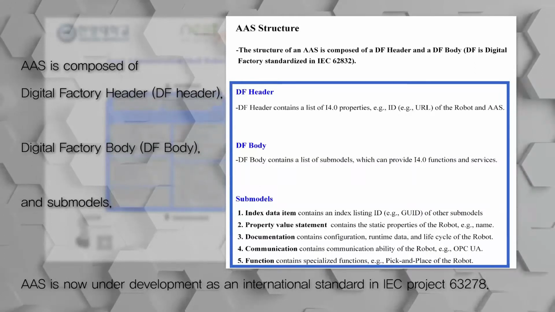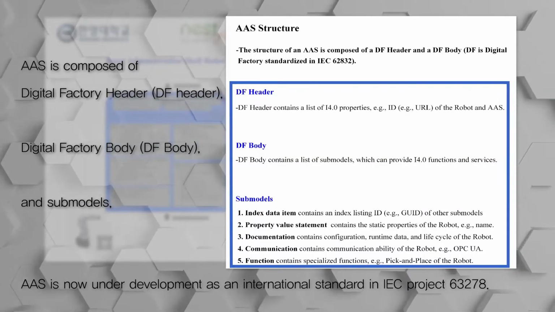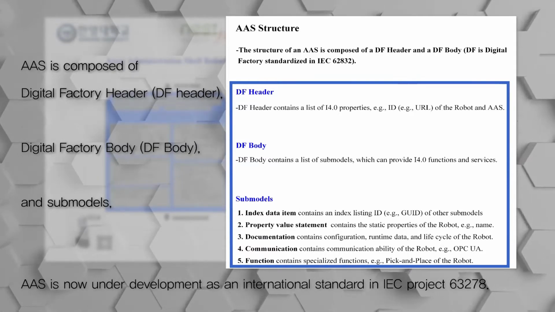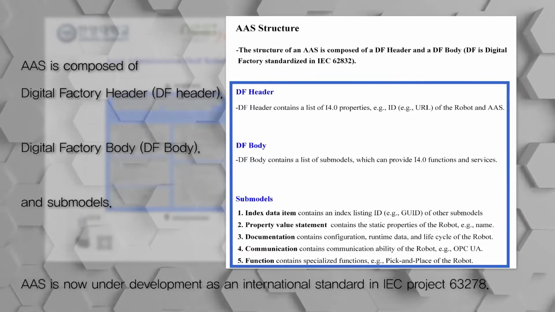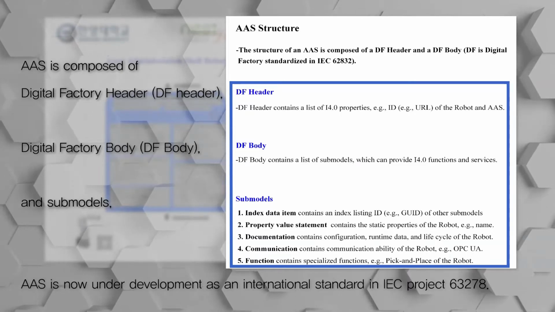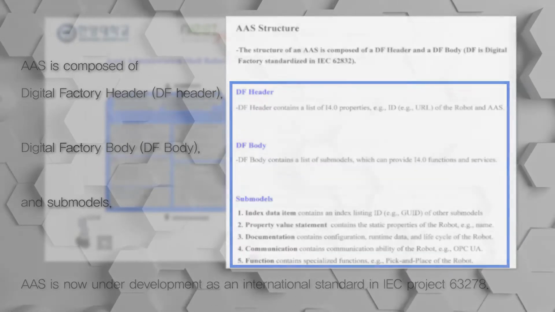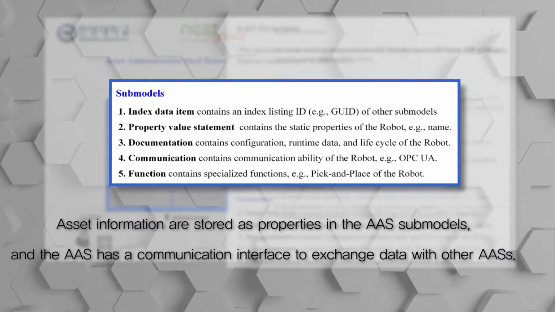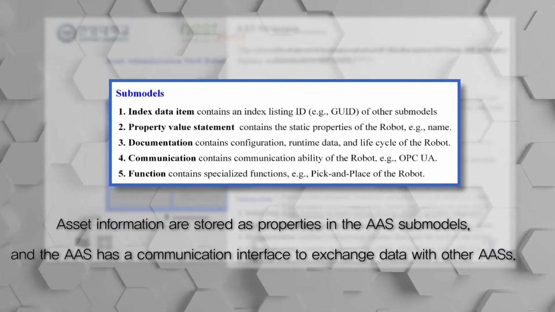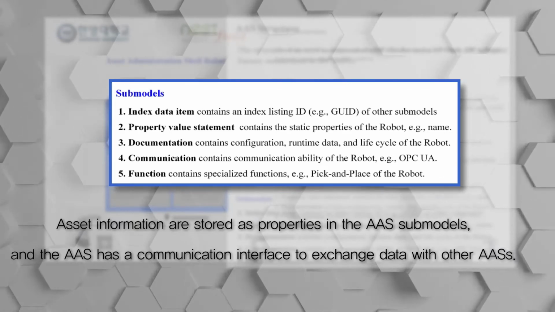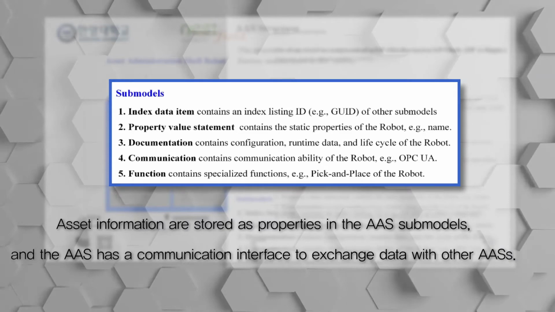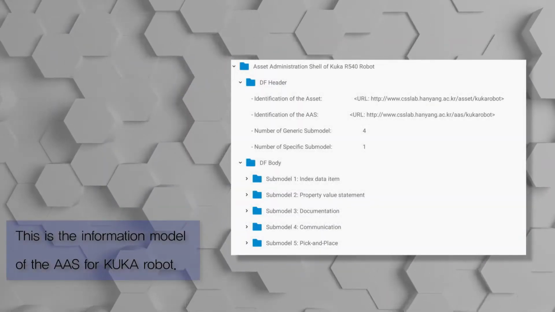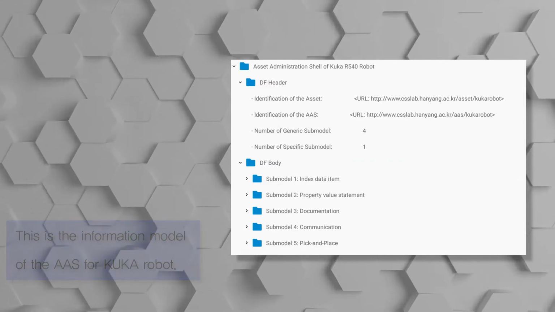AAS is composed of Digital Factory Header, DF Header, Digital Factory Body, DF Body, and submodels. AAS is now under development as an international standard in IEC Project 63278. Asset information is stored as properties in the AAS submodels, and the AAS has a communication interface to exchange data with other AASs. This is the information model of the AAS for KUKA robot.